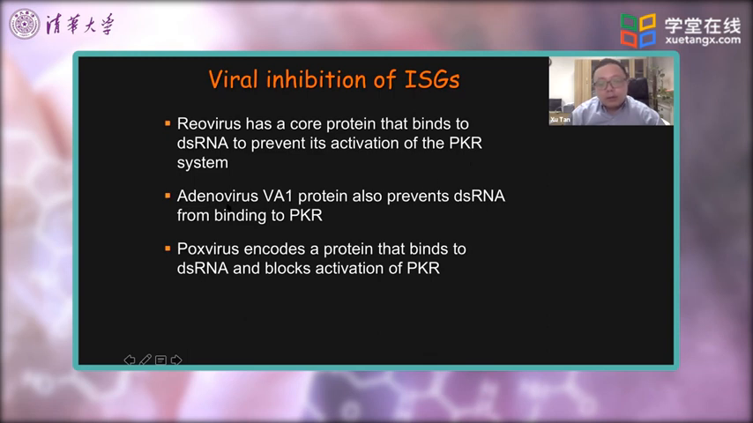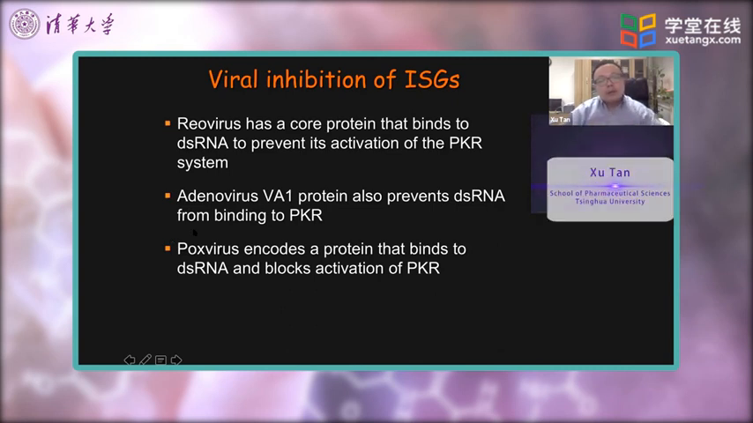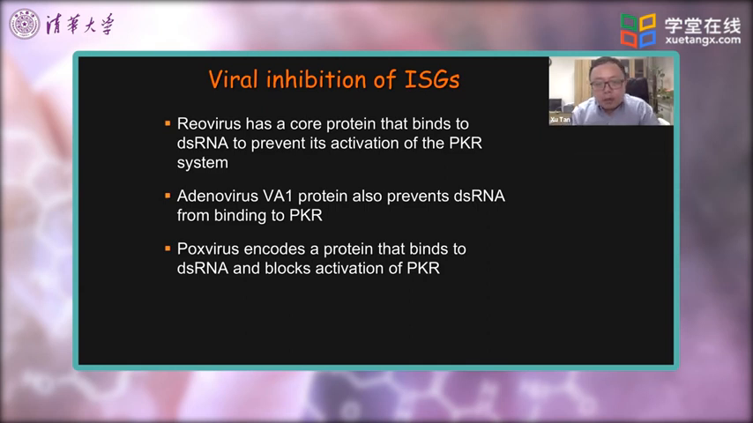Adenovirus, which is a common cold-causing virus, can encode a so-called VA1 protein, which also prevents double-stranded RNA from binding to PKR. So it's the pox viruses. Basically, the viruses have evolved a way to shield their double-stranded RNA from being sensed by PKR, thereby evading this antiviral response.